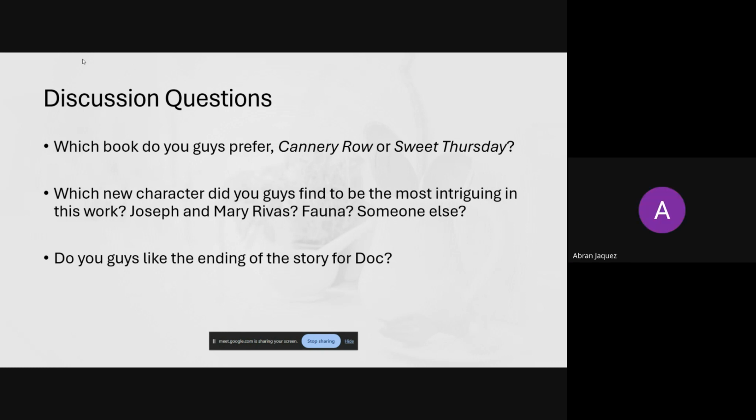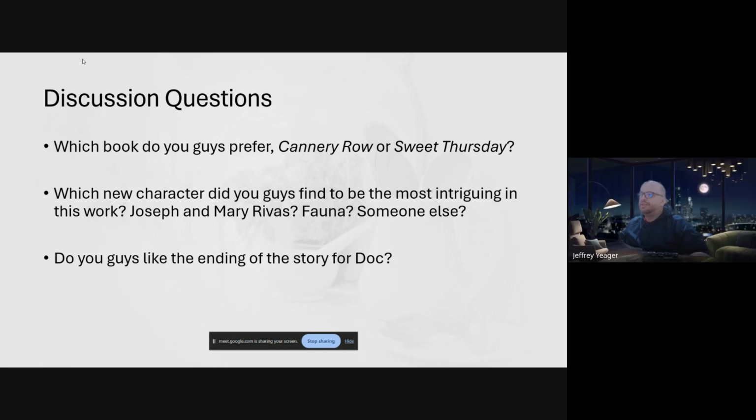Did Sweet Thursday mention anything to do with Frankie? No, it doesn't mention Frankie. It mentions some of the characters from the first one. It mentions the artist. It mentions the couple who lived in the boiler. It mentions some of those side characters, but I don't think Frankie.